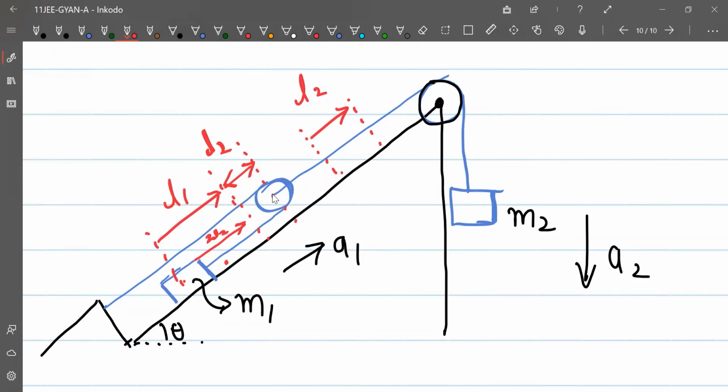Try to imagine it. This pulley is moving by L2 distance. So pulley move करेगा जब आगे by L2 distance, तो यहाँ पे L2 distance बढ़ेगा और यहाँ से L2 लेंथ शॉर्ट हो जाएगा. जब यहाँ से L2 लेंथ शॉर्ट हो जाएगा, यहाँ से L2 लेंथ बढ़ जाएगा, that means it has moved by distance 2L2. Is that clear? हाँ सर समझा. Okay.